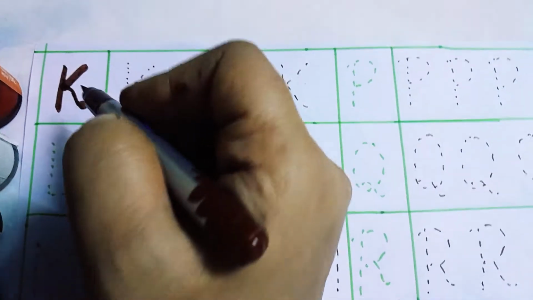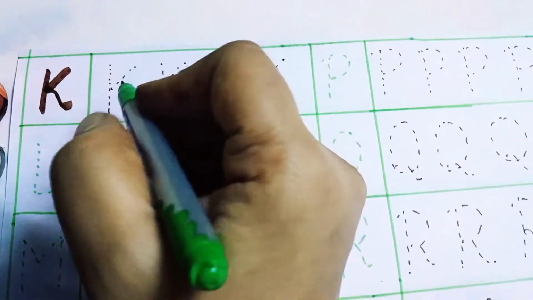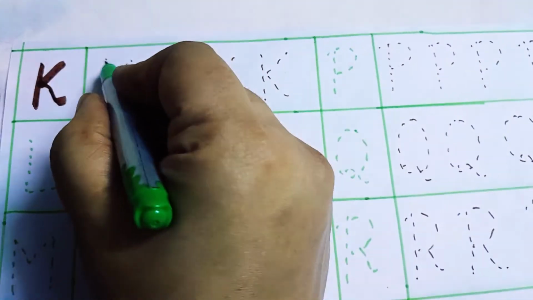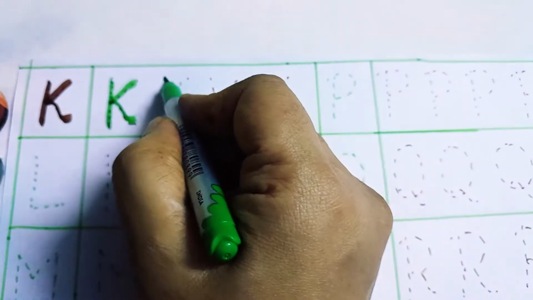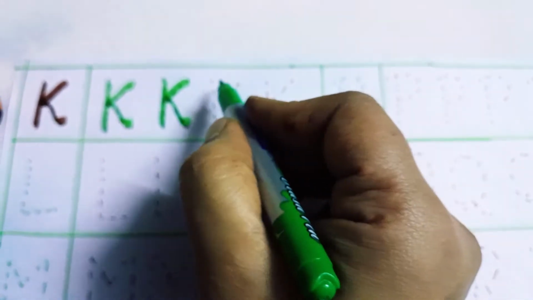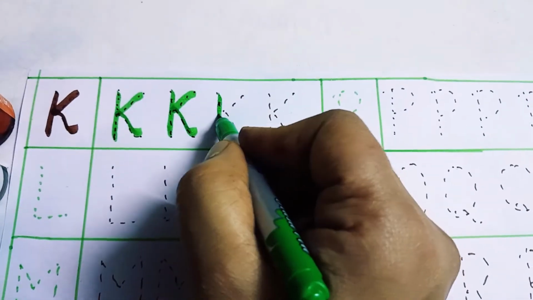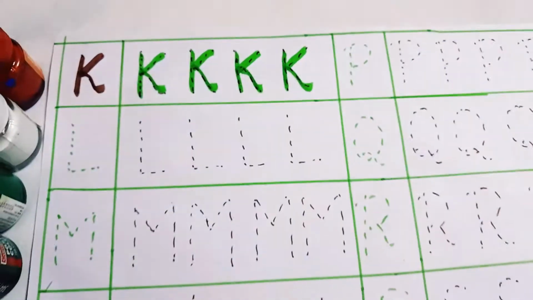K for kite. K. K for kite. K. Capital K.